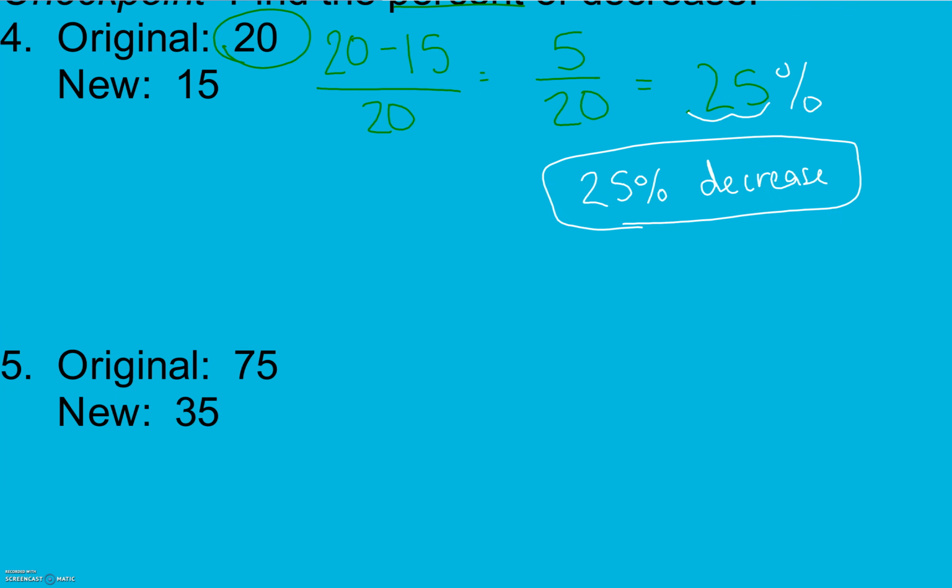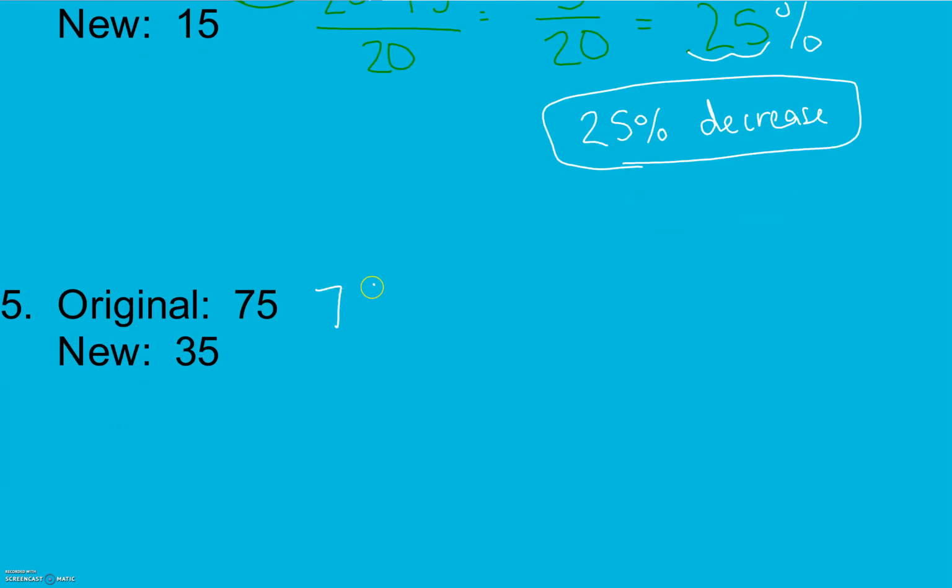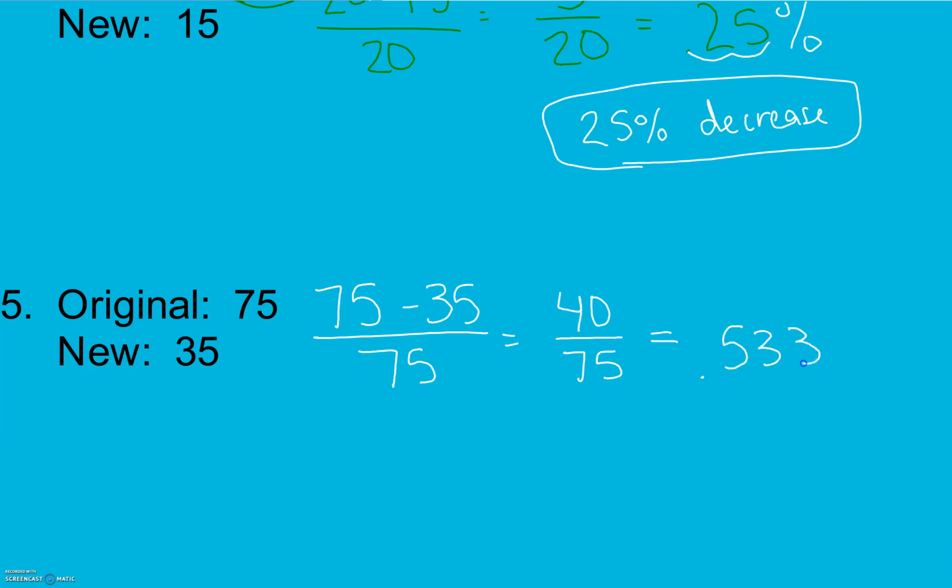Same idea though, we're still going to find our change, and to find change we subtract to find our difference. Bigger minus smaller. And then we take that and divide by where we started, the original. Here, I'm going to get 0.5333 repeating. To write that as a percent, it's two places, and we add our percent sign. So 53.3%. This is a decrease.